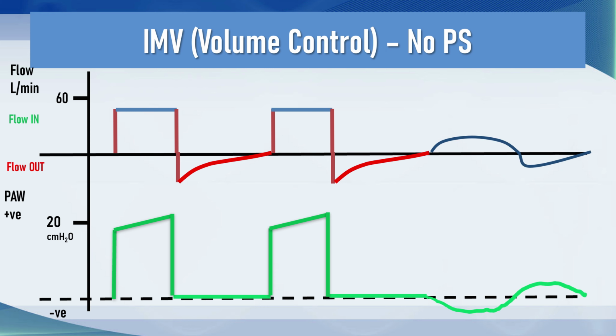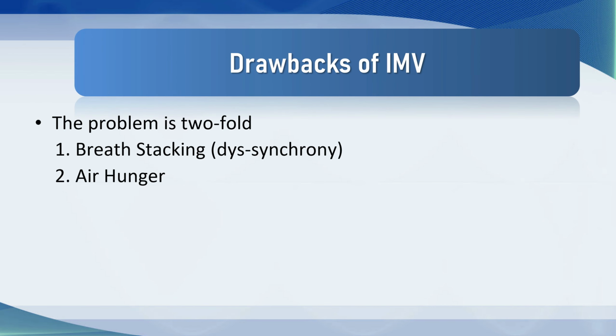You can see here what it looks like. Our patient is getting 2 different breaths. They're control breaths. There's no assistance here because there's no assistance in IMV. And when the patient takes a breath themselves, it's a characteristic sinusoidal flow pattern. So that's IMV. Huge drawbacks to this mode of ventilation.